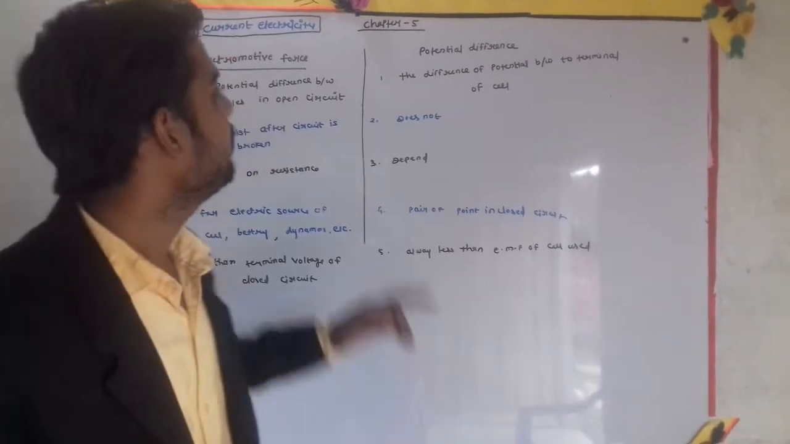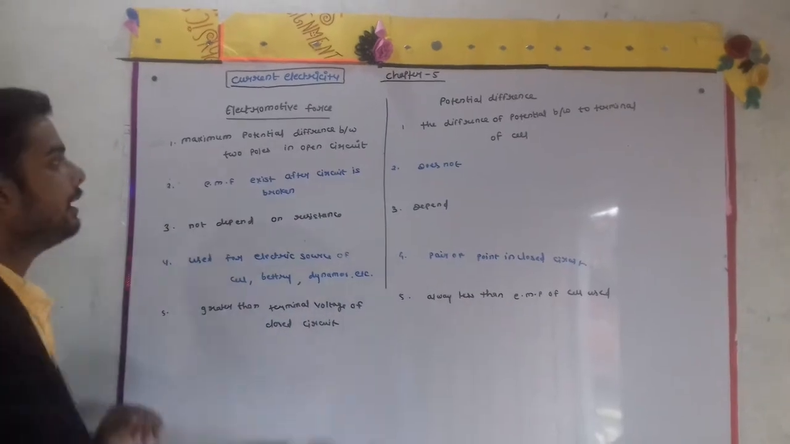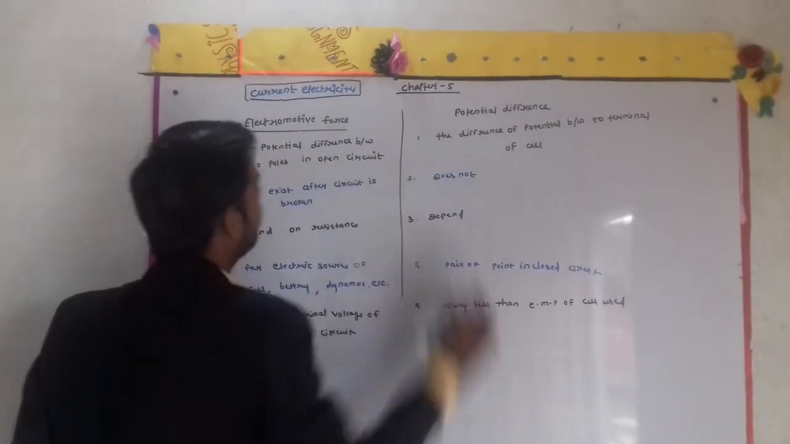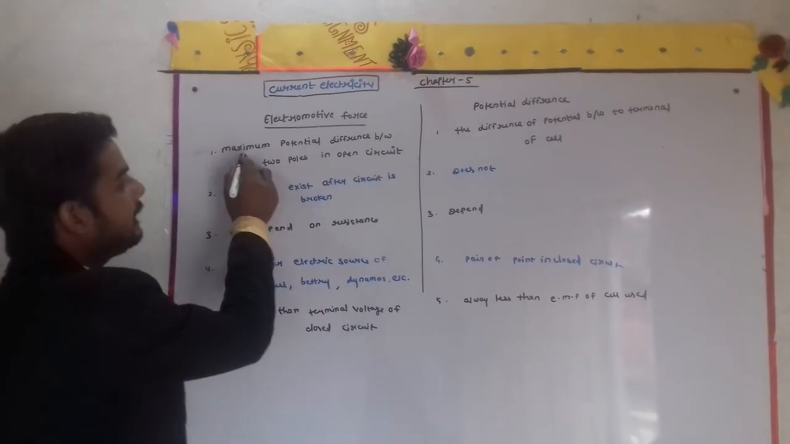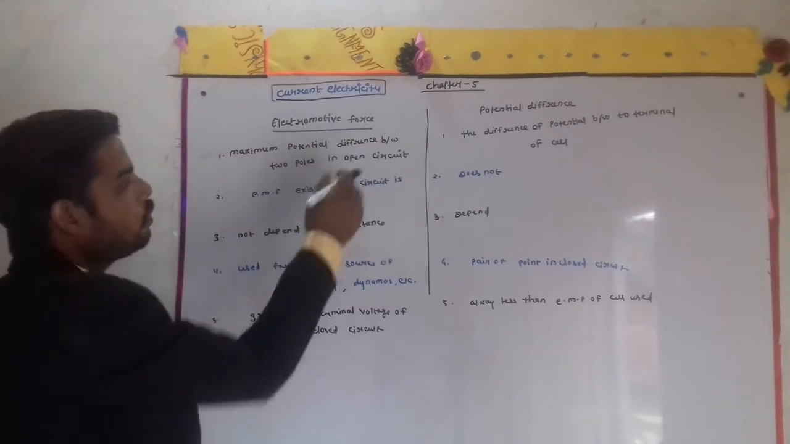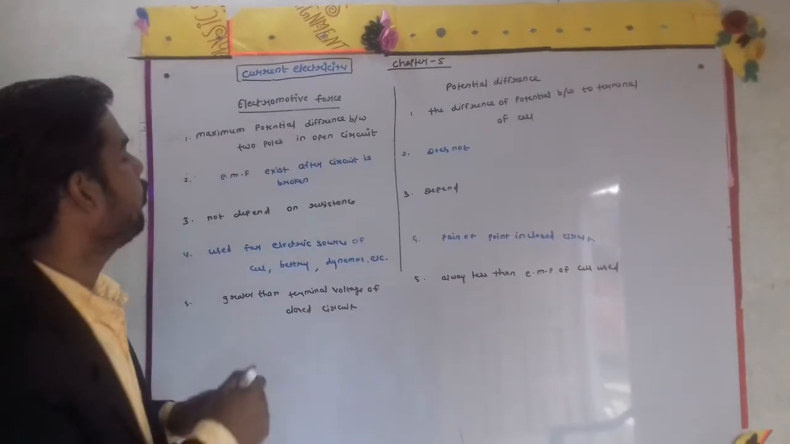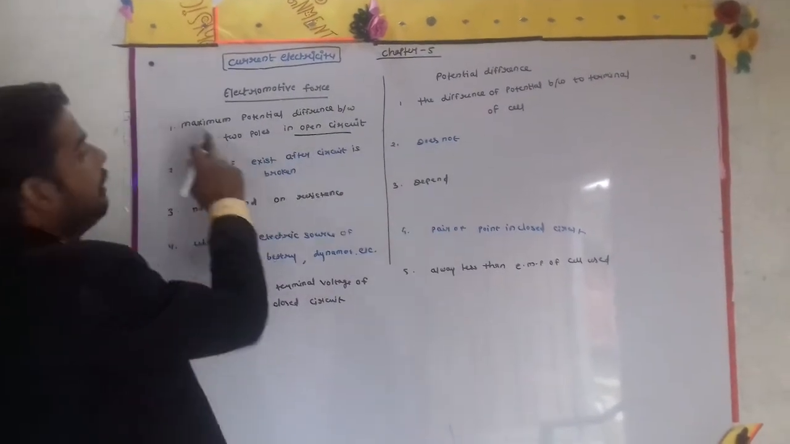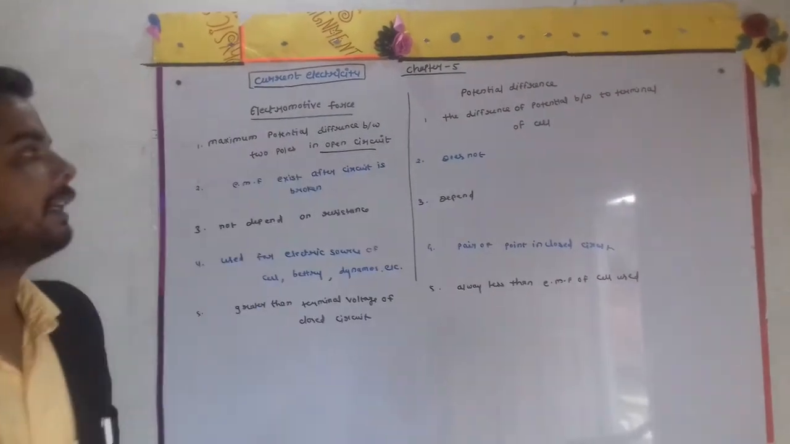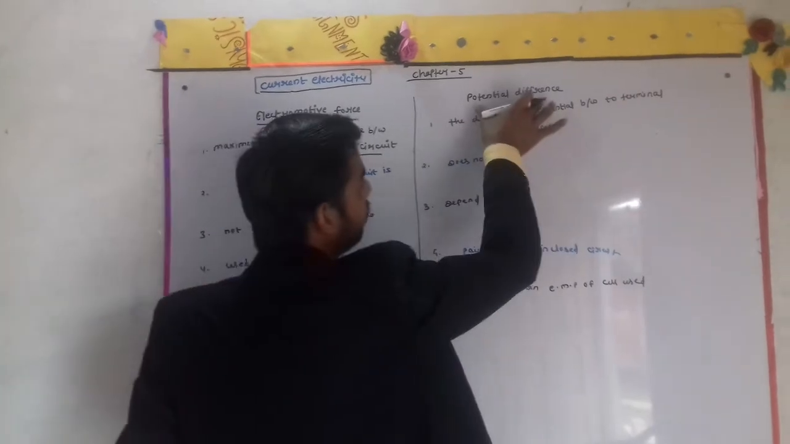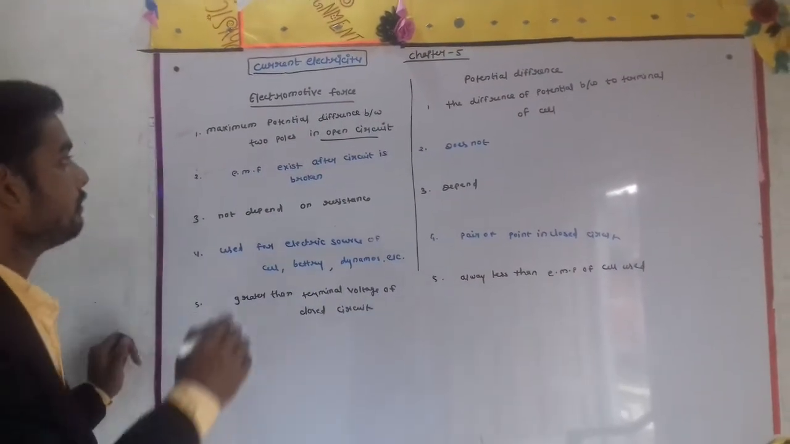Now we will see the difference between electromotive force and potential difference. We have earlier discussed electromotive force. So EMF or electromotive force is the maximum potential difference between two poles in an open circuit. The point to be remembered is that it is the maximum potential difference between two poles in an open circuit. But potential difference is the difference of potential between two terminals of the cell.